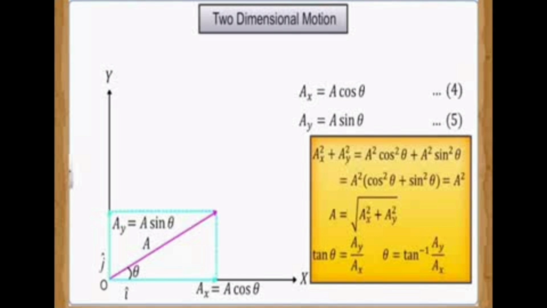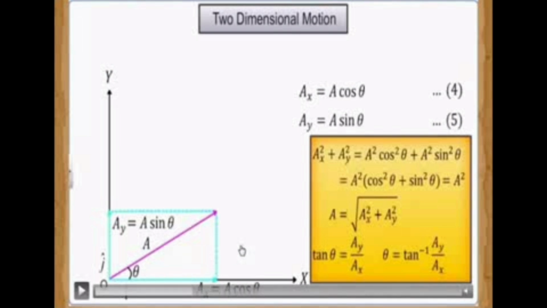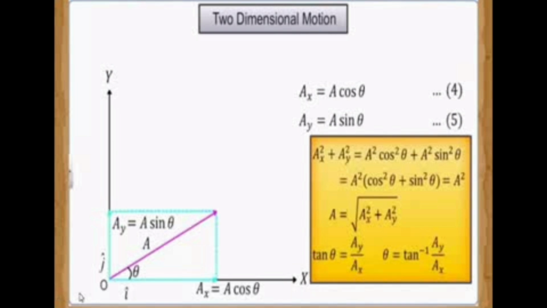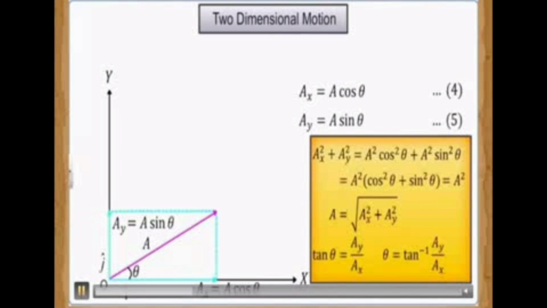So always we have to calculate the magnitude. Suppose you are asked for the magnitude of the vector, you have to do the calculation like this: A equals root of Ax square plus Ay square. Or for tan theta, where theta is here, tan theta equals opposite side by adjacent side. The opposite side is Ay, the y component, and the adjacent side is the x component, Ax. So tan theta equals Ay by Ax, or theta equals tan inverse of Ay by Ax.